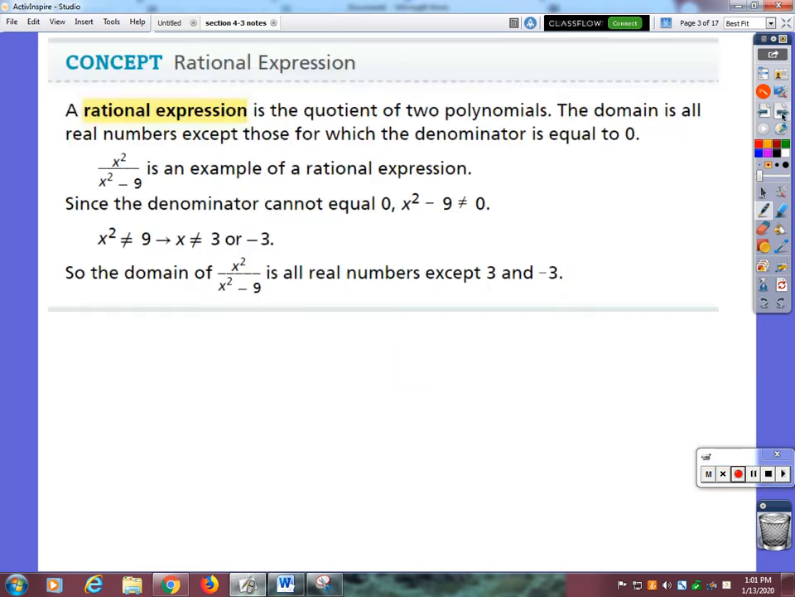A rational function is a rational function when it is a quotient of two polynomials, okay? It's two polynomials that are being divided. And so basically, it's a fractional function, okay? And so the reason why we are going to learn how to multiply and divide first is because multiplying and dividing fractions is way easier than adding or subtracting fractions.